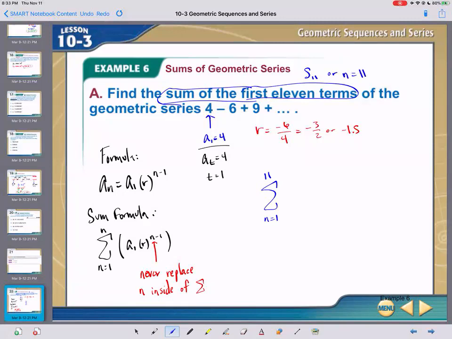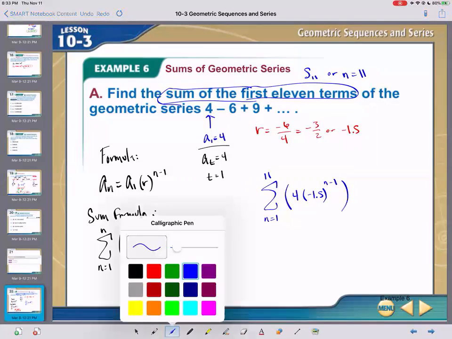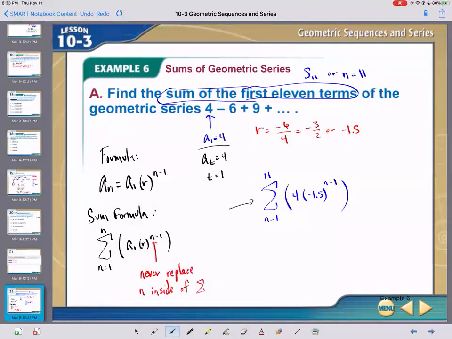Or n equals 11. There we go. My first term is 4. We would multiply that with the rate 1.5 and raise it to the power of n minus 1. Right there, if you type that in the calculator, you should get the answer here. Now, that's just if you want to use a blank calculator. That's like the algebra.